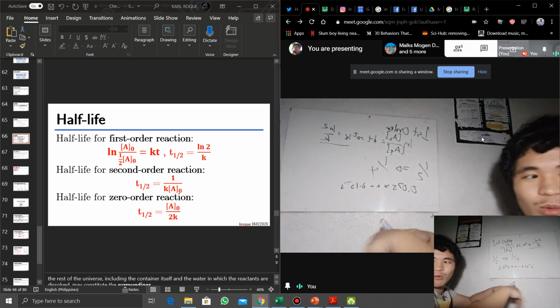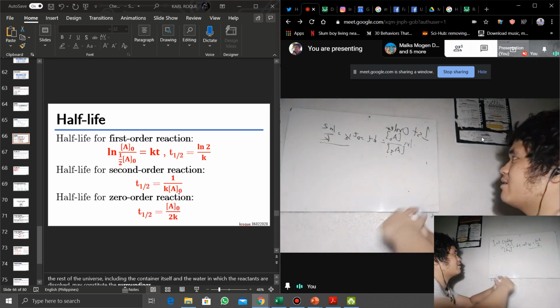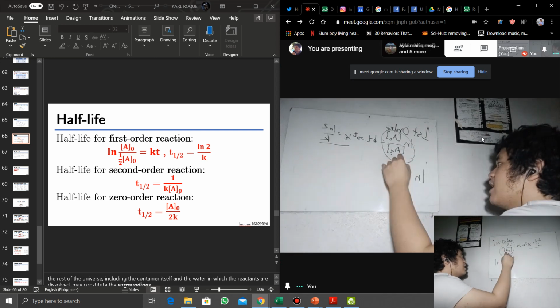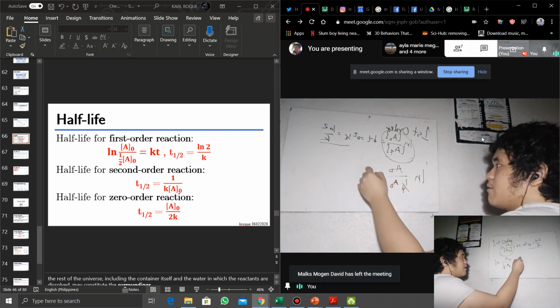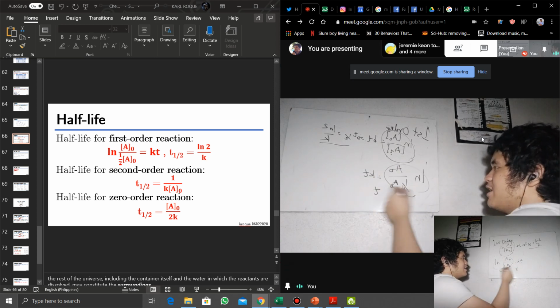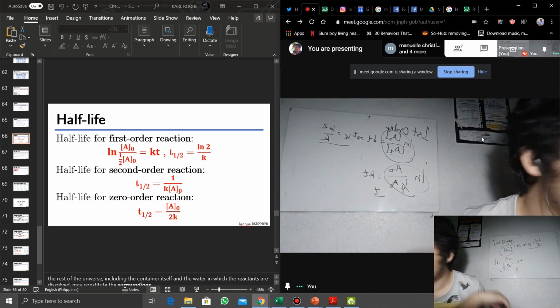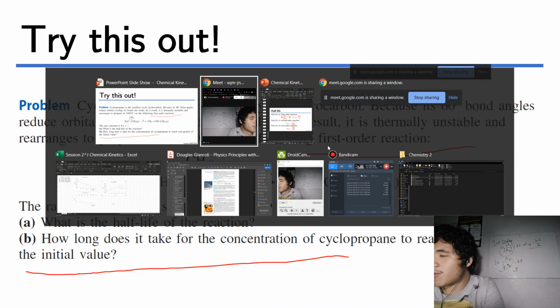In another solution naman, you can use this. Pwede rin to. ln ng A naught over 1/4 A naught equals kt. Then solve for t using this. You'll get the same thing dapat. Okay? Sige. Gets naman? Let's go. We're almost done sa natin.